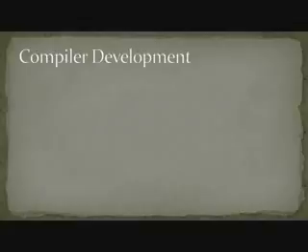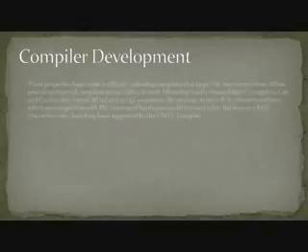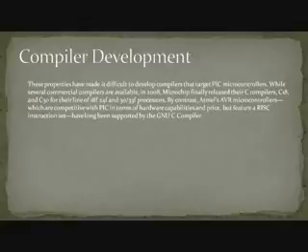Compiler development. These properties have made it difficult to develop compilers that target PIC microcontrollers. While several commercial compilers were available by 2008, Microchip finally released their C compilers, C18 and C30, for their lines of 18F, 24F and 30 and 33 processors. By contrast, Atmel AVR microcontrollers, which are competitive with PIC in terms of hardware capabilities and prices, but feature a RISC instruction set, have long been supported by the GNU C compiler.